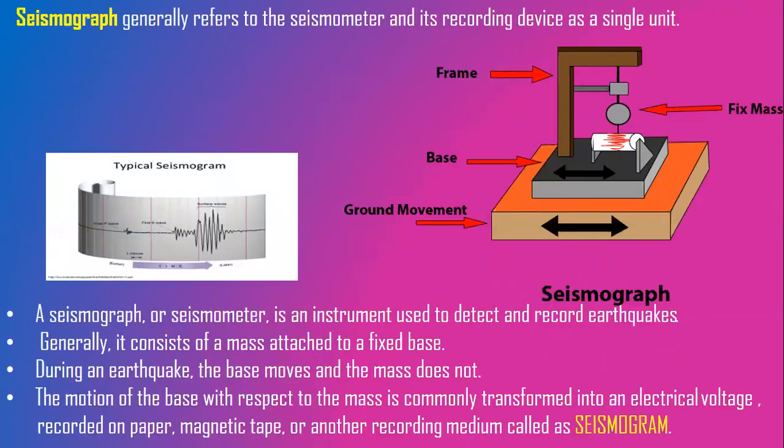Let us learn about the seismograph. It generally refers to the seismometer, and it is a recording device. A seismograph or seismometer is an instrument used to detect and record earthquakes. Generally, it consists of a mass attached to a fixed base. During an earthquake, the base moves and the mass does not move. It is stationary. The motion of the base with respect to the mass is commonly transformed into an electrical voltage that is recorded on paper, on magnetic tape, or on another recording medium as well, which is called a seismogram.